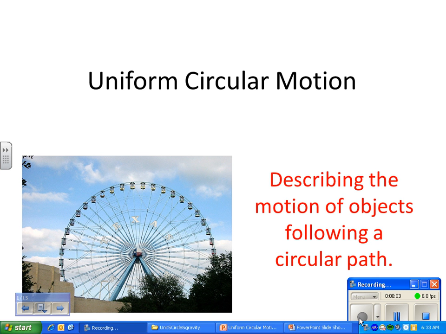Well, today we're going to talk about uniform circular motion. I was going to try to do the "spinning right round" rap, but then I realized that would be kind of scary. So anyways, describing the motion of objects following a circular path. That's what uniform circular motion is all about.